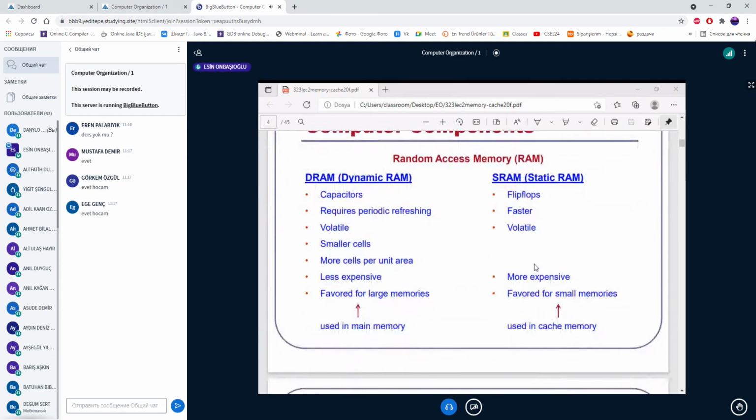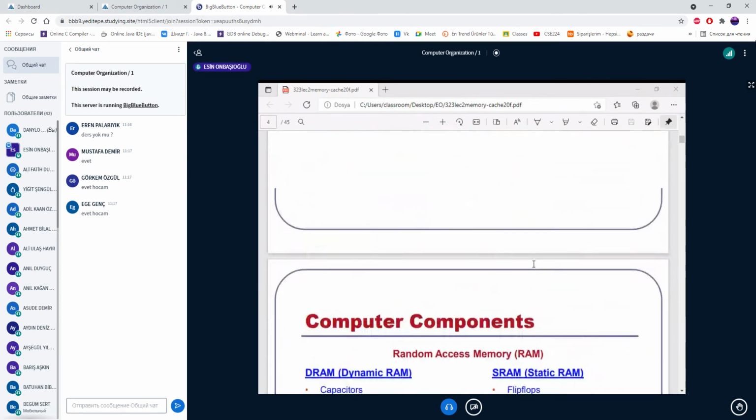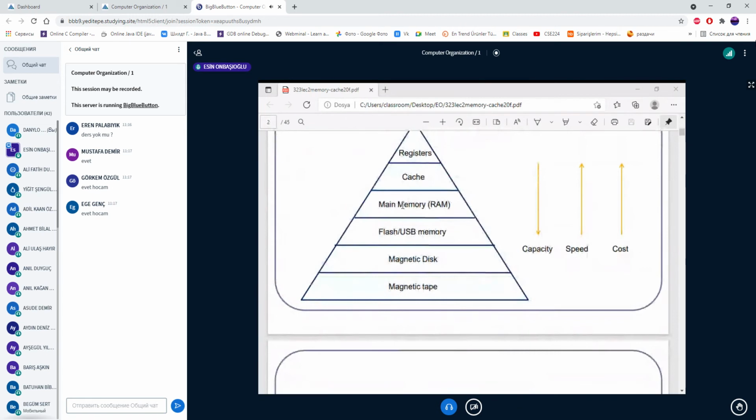Now we said that cache memory is between main memory and registers. Main memory is out of the chip. It is connected by the bus. Registers are inside the chip. Cache memory is also inside the chip, but it is larger. It is a type of memory, but a different type of memory.